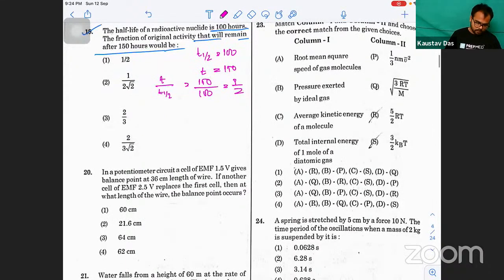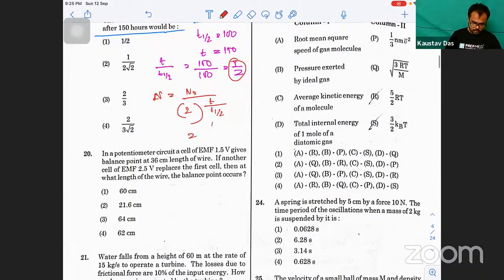And you know the formula of the fraction remaining after the time T, which is going to be N0 divided by 2 whole to the power T divided by T half. So T by T half, we have got the value of 3 by 2. So I'm getting N equals N0 divided by 2 to the power 3 by 2. 2 to the power 3 by 2 means this is going to be 2 root 2. So the fraction N by N0 comes as 1 by 2 root 2.